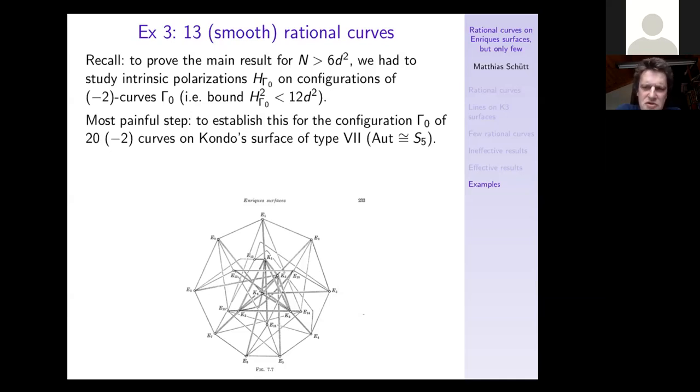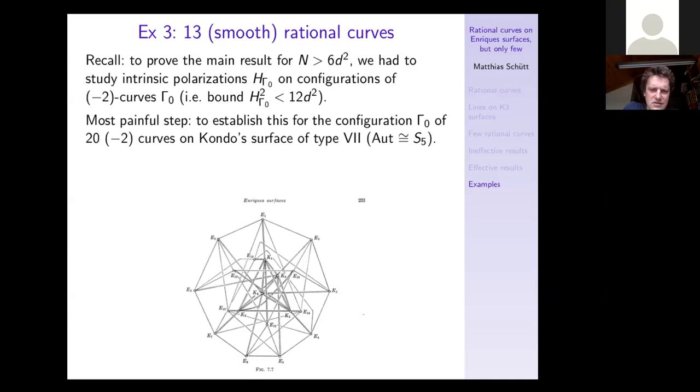So this is one of the two Enriques surfaces with finite automorphism group, and it should be the symmetric group of 5 elements. Kondo worked out in the 80s that these contain exactly 20 -2 curves, and I copied the page with the graph from Kondo's paper onto this slide, so you see the configuration of these 20 -2 curves. And for them, it was very hard to prove that the intrinsic polarization gives you the bound of 12 D square.